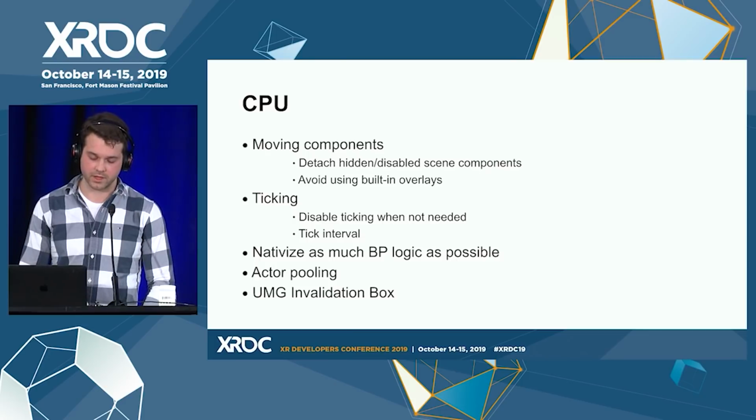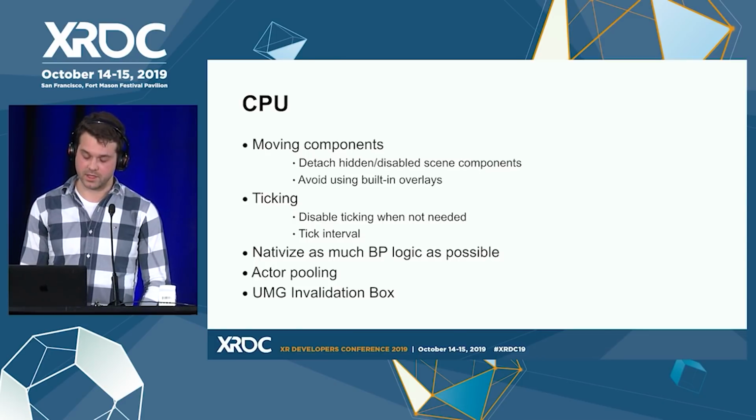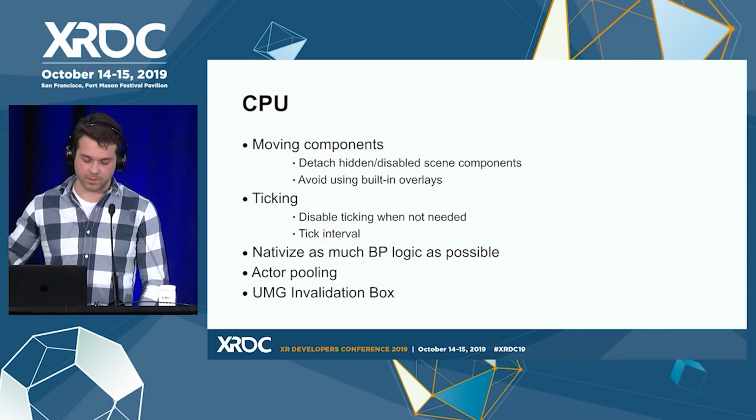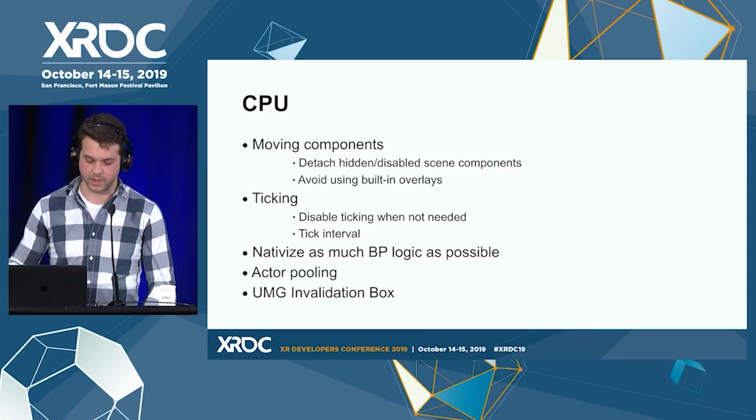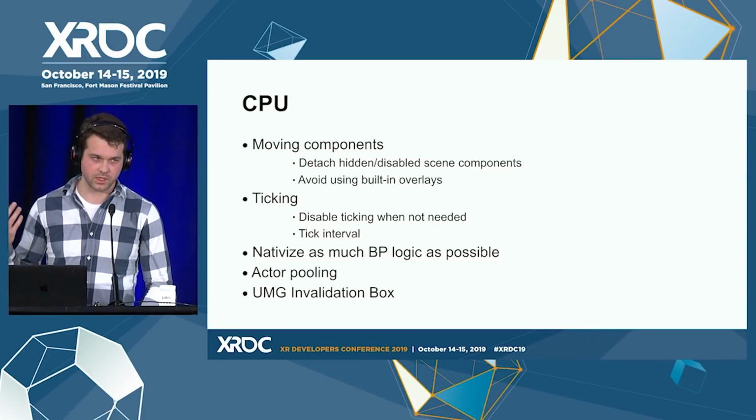Actor pooling, just spawning things dynamically is pretty damn expensive. So we developed our own actor pooling system, which automatically disables physics, collision and a bunch of other things, so we don't have to do it manually every time. If you're using UMG UI, you can't get away without using validation boxes.